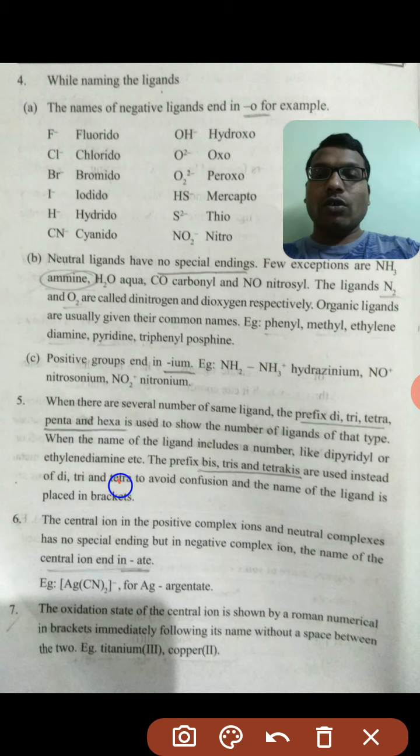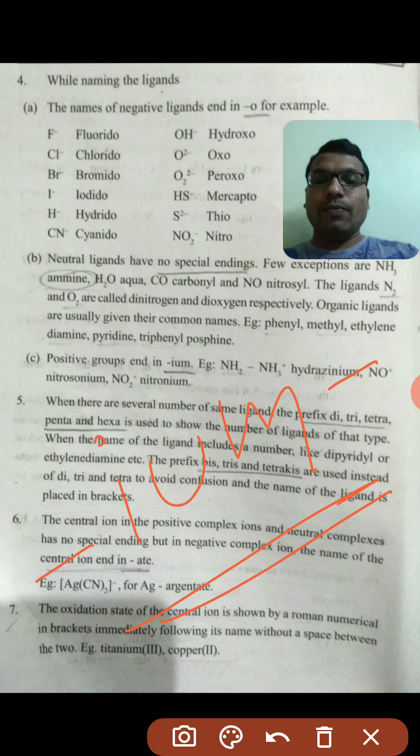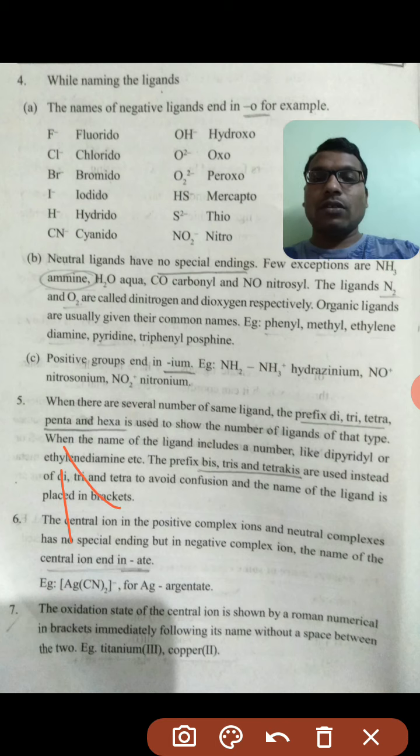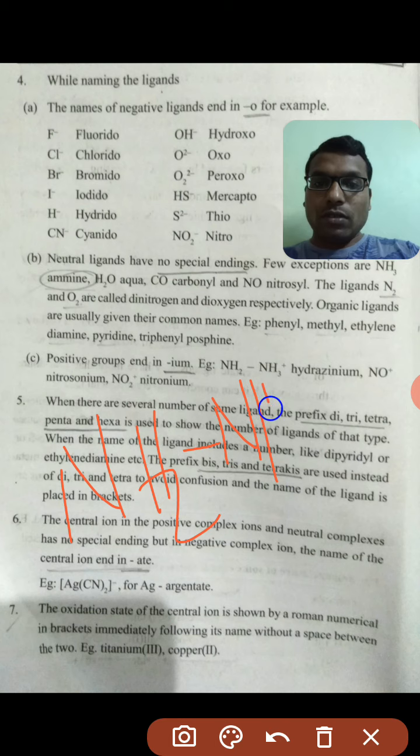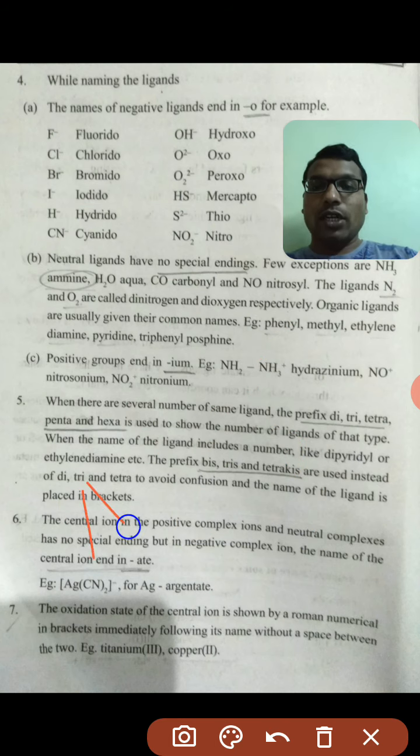Next we'll go for the positive ligands. The positive ligand always ends with ium. Suppose you take NH3 plus, this is hydrazinium. Or you can take another example: NO plus is nitrosonium, or NO2 plus is nitronium. So the positive ligand always ends with ium.